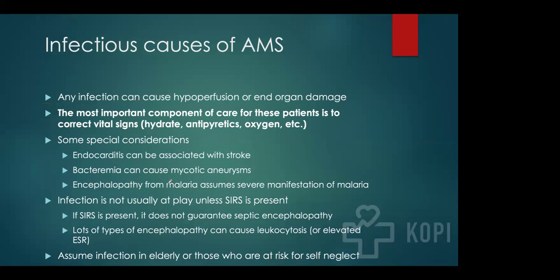Infection usually implies that a patient has vital sign abnormalities that may be at play in addition to their altered mental status. Any patient who has altered mental status and infection implies that they have severe sepsis and even septic shock if they have hypotension associated with it. Usually this implies that you want to just try to correct the vital sign abnormalities. So you want to hydrate, you want to give some antipyretics, you want to make sure that you give them supplemental oxygen if they're tachypneic or if they're hypoxic.